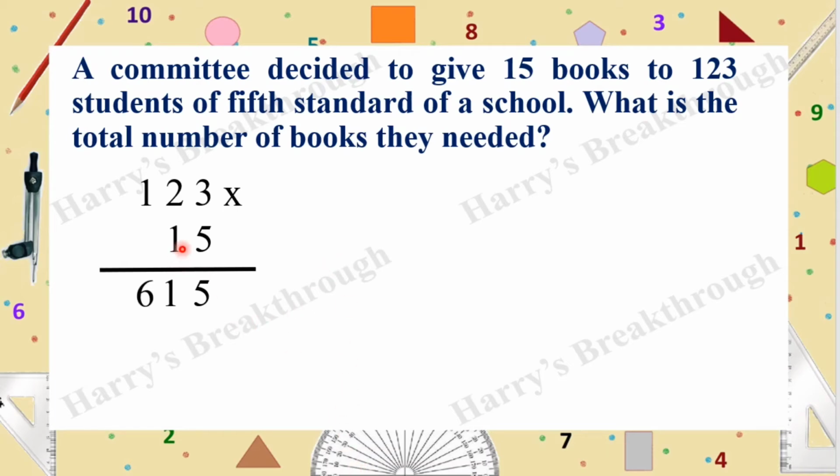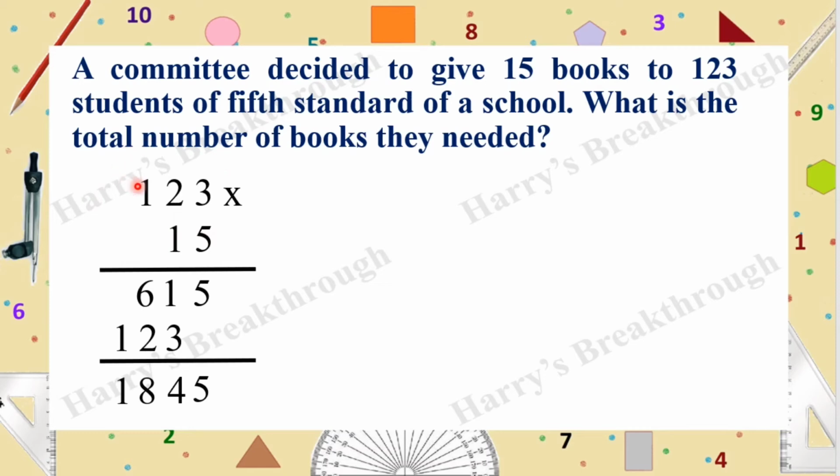Now let's multiply 123 with 1. 1 into 3, 3. 1 into 2, 2. 1 into 1, 1. And let's add these two. Here 5, 1 plus 3, 4, 6 plus 2, 8, and here 1. So the total number of books for 123 students is 1845.